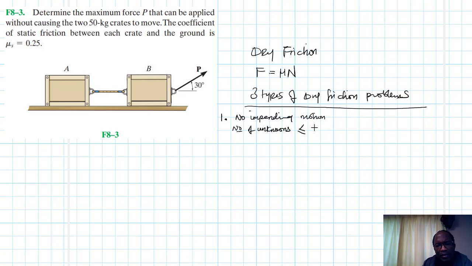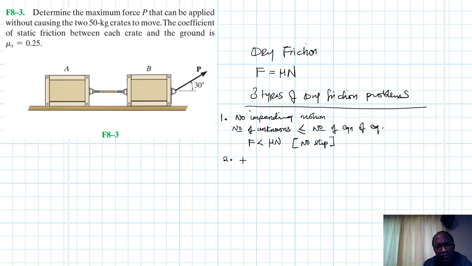It simply means we're able to solve such a problem using just the available equations of equilibrium. And for such a case, after solving, we need to check the contacting surfaces to see whether this equation is met. If this is met, then we are sure that there is no slip at the contacting surfaces.